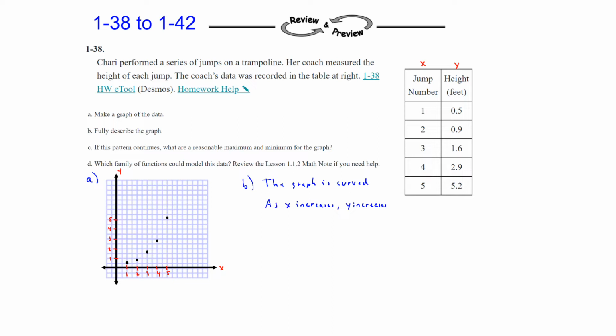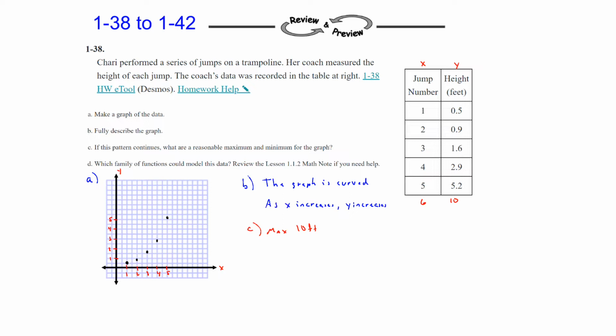The next part is C. If this pattern continues, what are a reasonable max and a min for the graph? Well, as you can see, we don't have an exact value that the points are going up by, but how high can you jump on a trampoline? So maybe by jump 6, we're getting close to 10 or something like that. We can say the max, though we're not obviously sure, could possibly get up to 10 feet maybe. That would be the highest that she could jump.